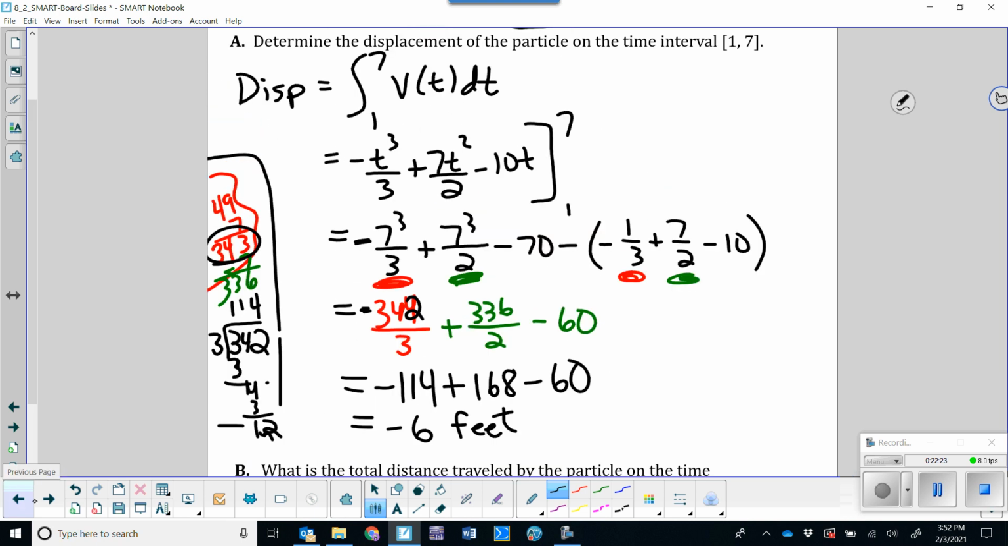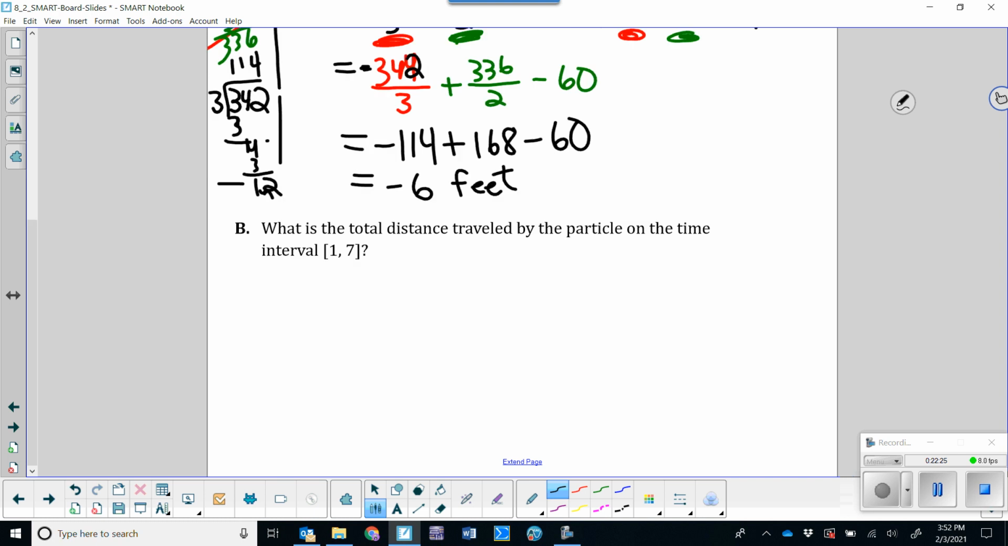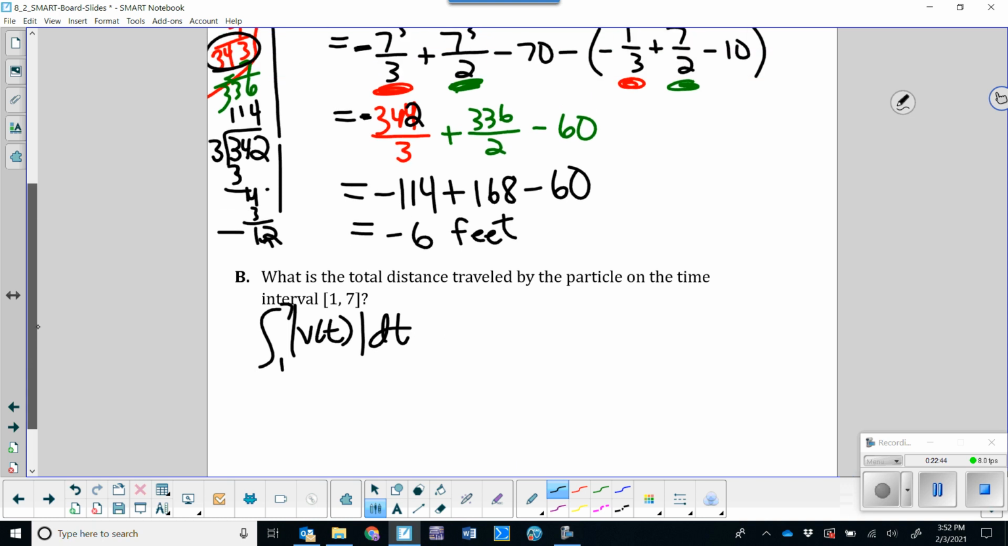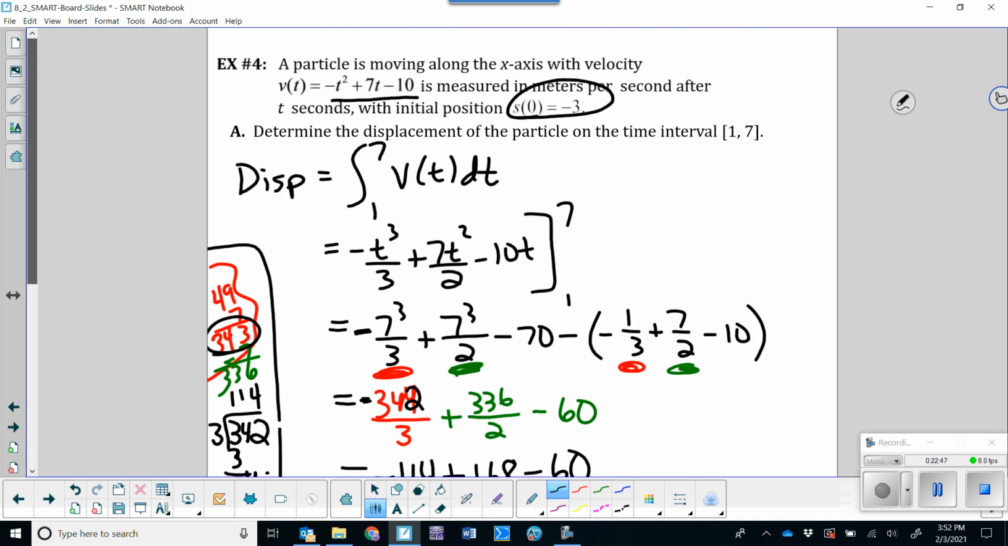Now, what is the total distance traveled by the particle? So now I have a little bit of work that I'm going to have to do here. So if it's a calculator question, this is very easy. I integrate from 1 to 7 of the absolute value of v of t dt. But by hand, I cannot do that because I have to know whether it's above or below. So going back up to this velocity equation, I'm going to make a scratch area here. I need to figure out when this is positive and negative.